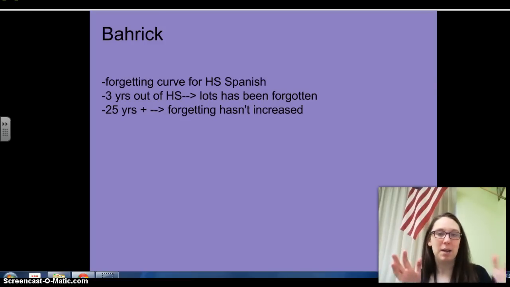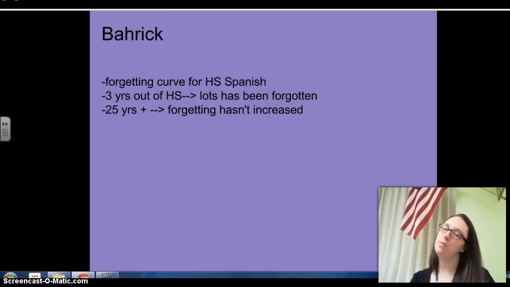So in that initial time period, just like with Ebbinghaus, initial forgetting happened very rapidly. Then 25 years later, he revisited this idea, and he found that 25 years post-high school, forgetting hadn't actually increased, that what people had forgotten in the 3 years was all that they actually forgot overall. So yes, that initial chunk of time, you lose a lot of information, but then whatever you've maintained up to that point, you'll probably maintain for almost the rest of your life. So like I said, it's bad news at the beginning, but then it's good news after that.